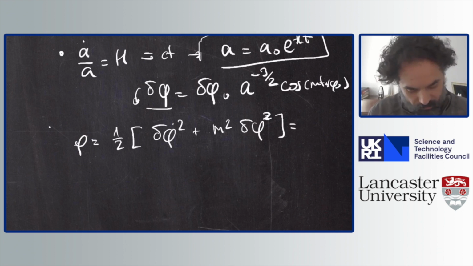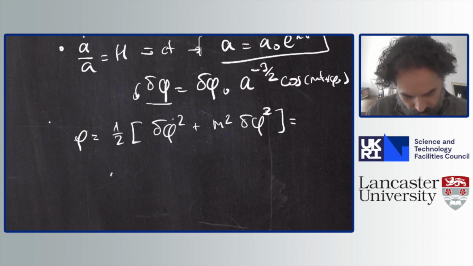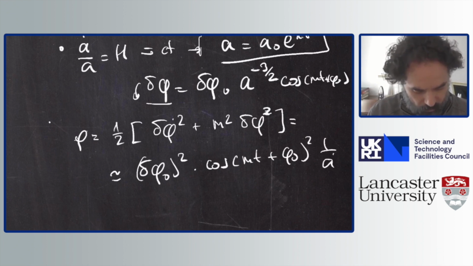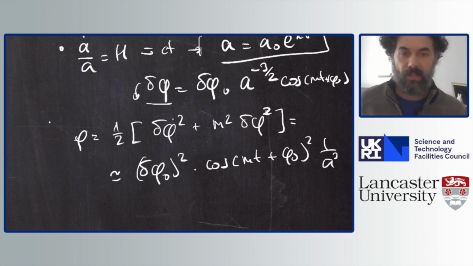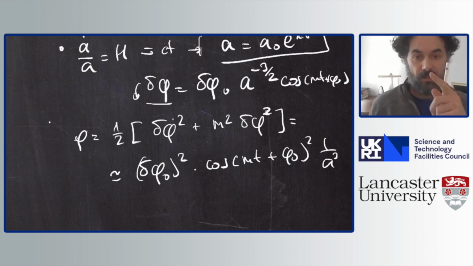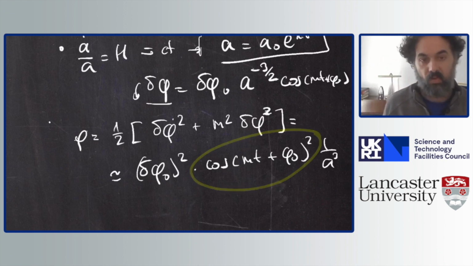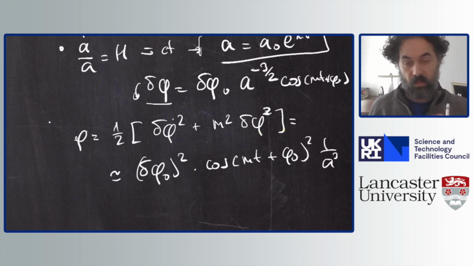So for the quadratic term, what you find is that this is going to be basically dφ0 squared, cosine squared, and 1 over a cubed. So here we see what we were looking for: the energy density in this case decays as a dark matter component. Here there is a fluctuating function, so it fluctuates with frequency m.